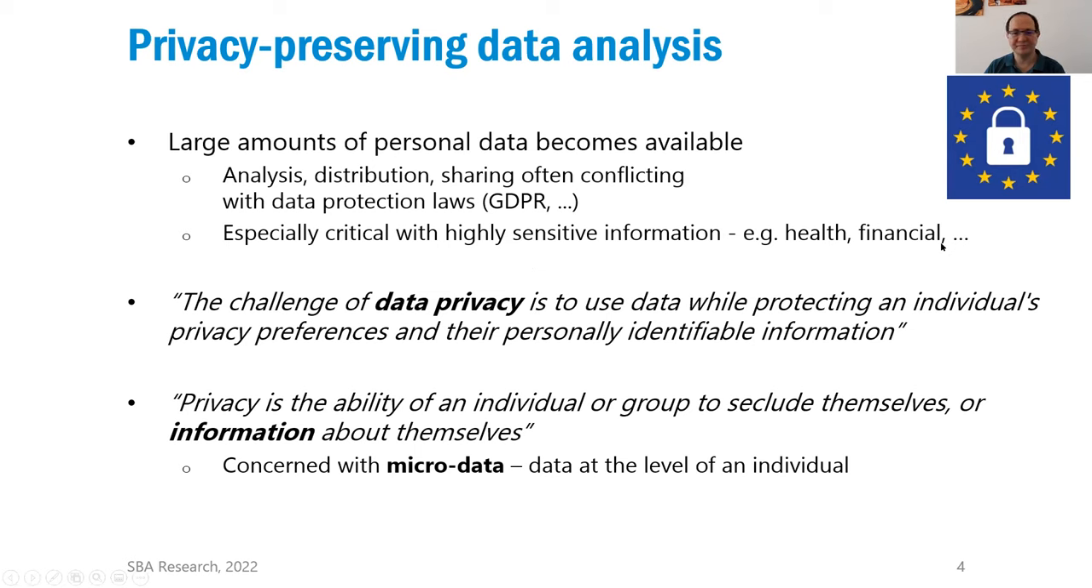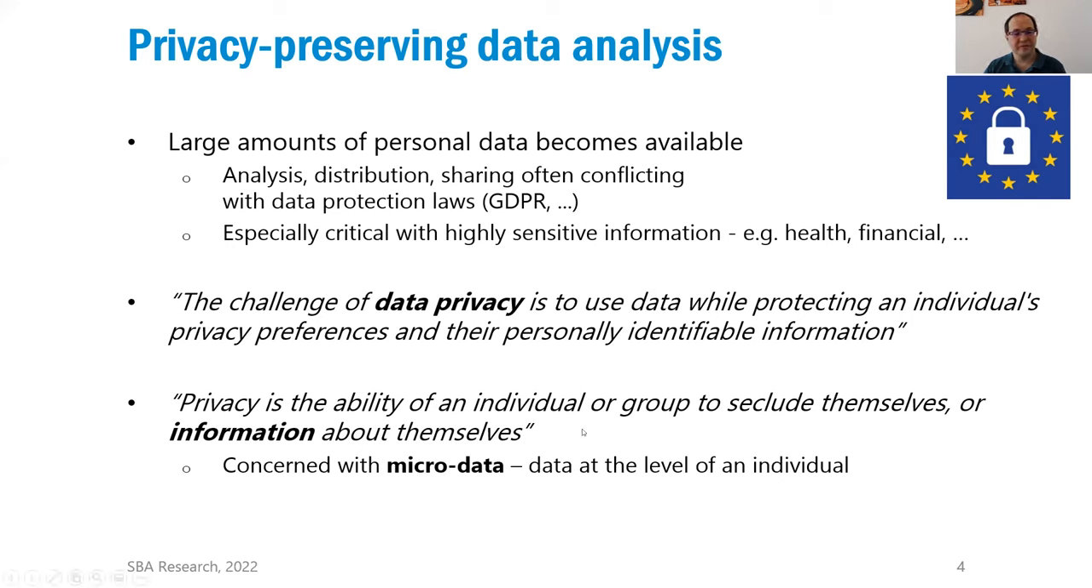When we talk about data privacy, the challenge in protecting the data privacy is to use the data for, I don't know, doing machine learning or other kind of data analysis, while we still protect the individual's privacy. So we don't really release information about specific people. And privacy is basically the ability of an individual or maybe a group of people to hide information or not really reveal information about themselves.